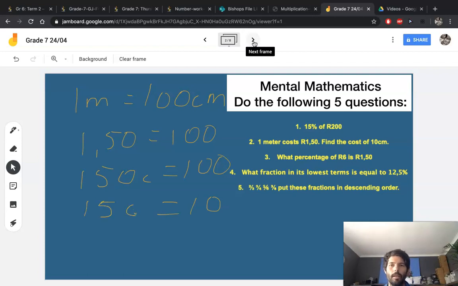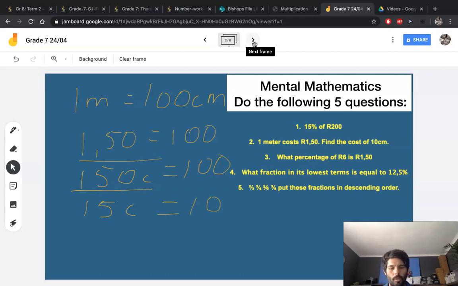Now I can check that, because if 10 centimeters is 15 cents, then to get from 10 centimeters to a meter, I must multiply by 10. So therefore I must multiply the 15 cents by 10, which gives me 150 cents, which is your R1.50.